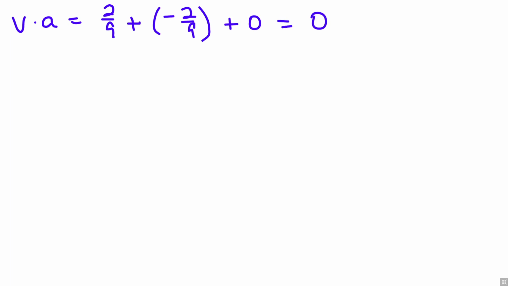All right, so first, let's do the dot product of the two vectors. We're going to have 2/3 times 1/3, which is going to give us 2/9, plus negative 2/3 times 1/3, which is going to give us a negative 2/9. And then finally, we're going to have 1/3 times 0, which is going to give us 0. So we know that the dot product is going to be 0.